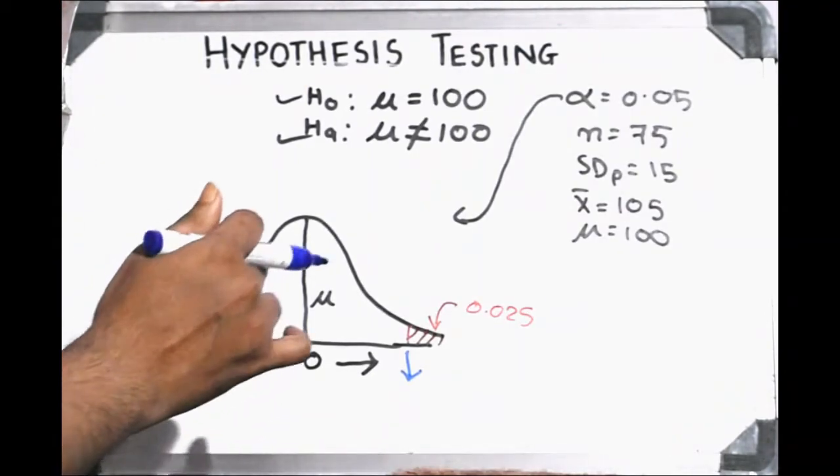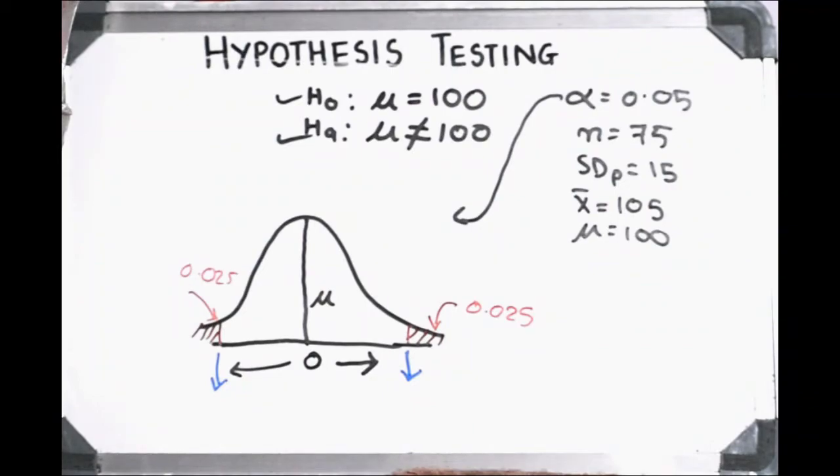We need to find it using Z table or T table depending upon which test we are doing. Before finding the critical value, let us first determine what test we are going to do, what hypothesis testing method we will follow. If you remember, the two criteria that need to be fulfilled for a t-test are: number 1, the standard deviation of the population should be unknown and the sample size should be less than 30.